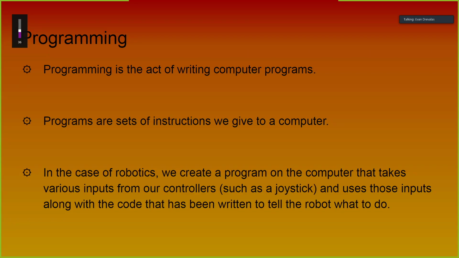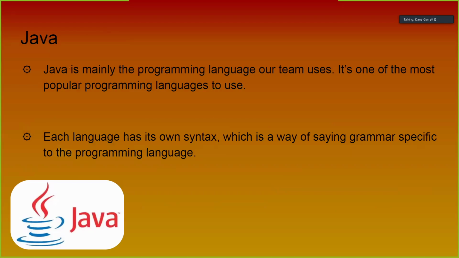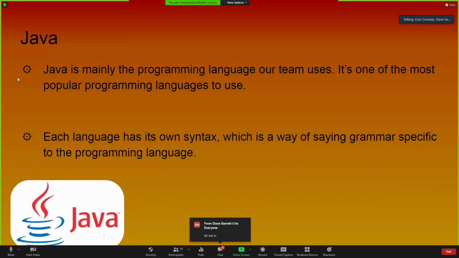Okay, so programming, it's writing computer programs. The programs are just a set of instructions that we give to a computer to tell it what to do. And for robotics, we're creating a program on the computer that will take inputs from various sources and then use those to tell the robot what to do.